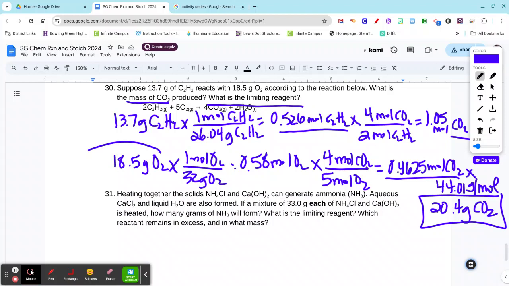So the next question asked here is, what is the limiting reagent or reactant? That would be O2. So I just go from what my answer is. I go all the way back to the beginning. What substance was that? O2 is limiting. Okay, so if it asks me, that's what my answer is.